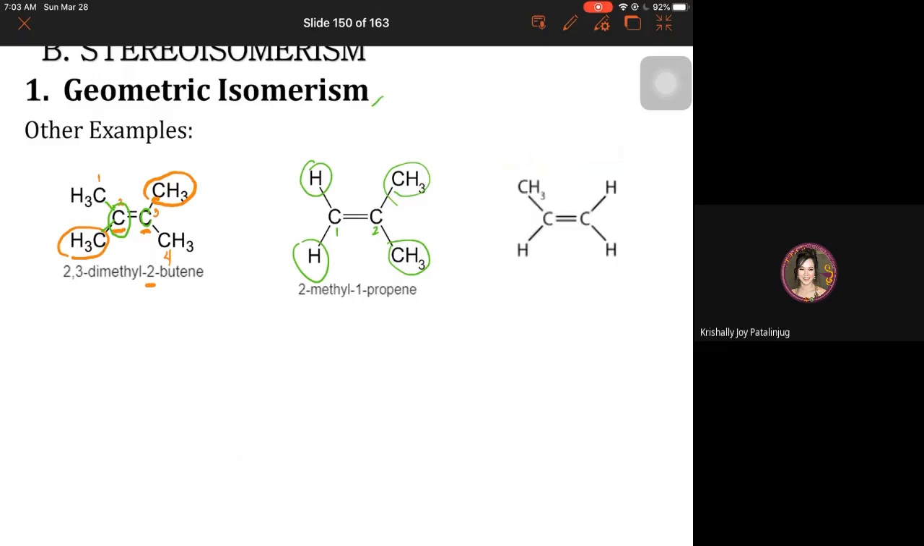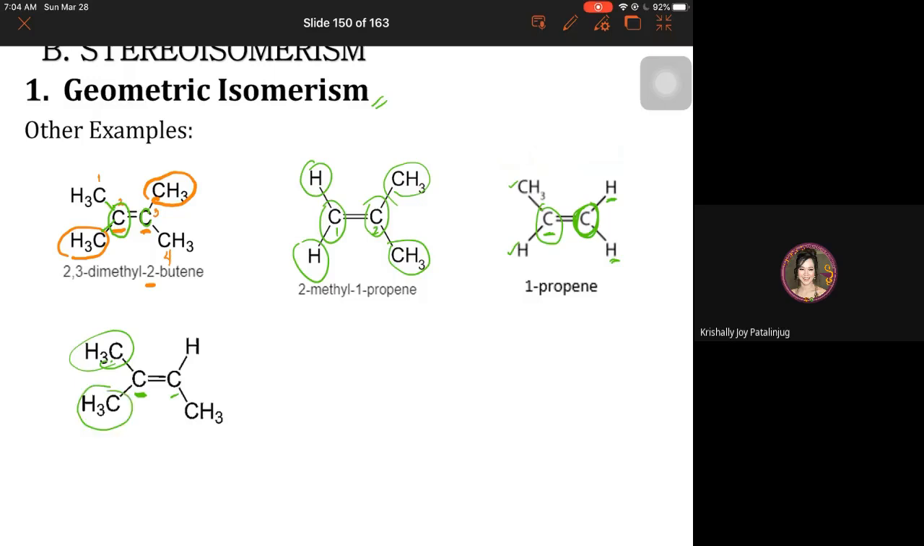Our criterion for geometric isomerism is that on each double bond carbon, the groups of atoms directly attached to it must be different. Although on the first double bond carbon, the groups of atoms attached are different, try to look at the second double bond carbon. Both are hydrogen. So again, it doesn't show geometric isomerism. And for the fourth structure, it's the same. On the first double bond carbon, the groups of atoms attached to the double bond carbon are the same. So this again does not show geometric isomerism.